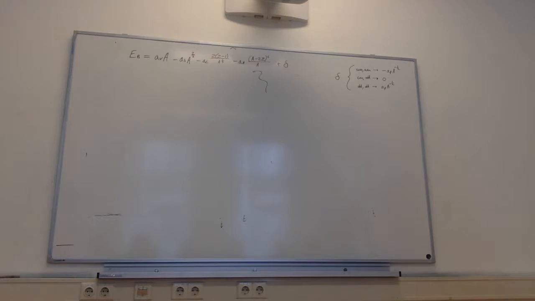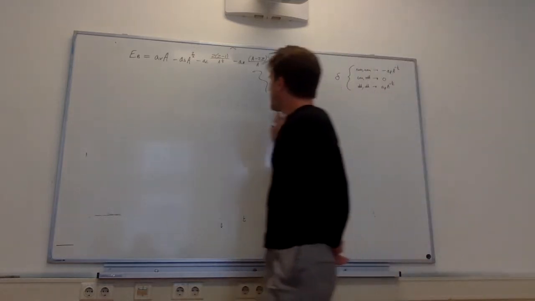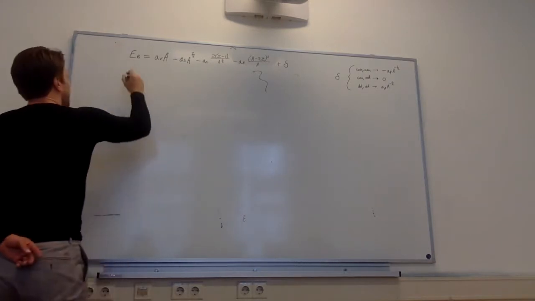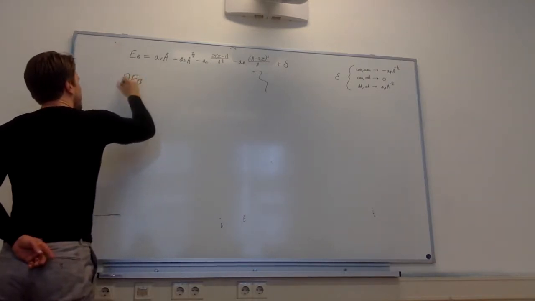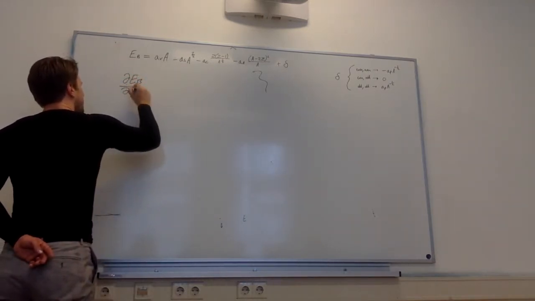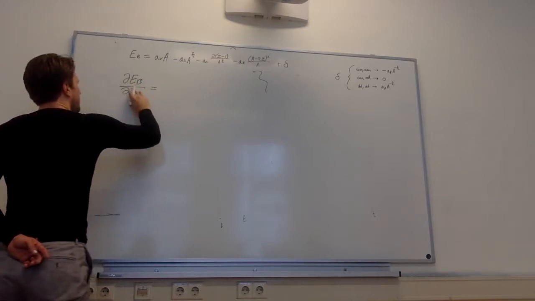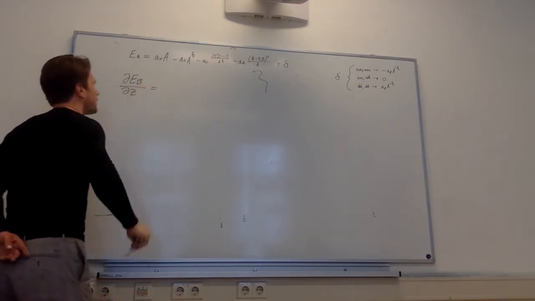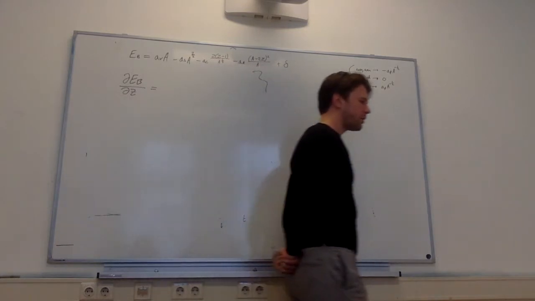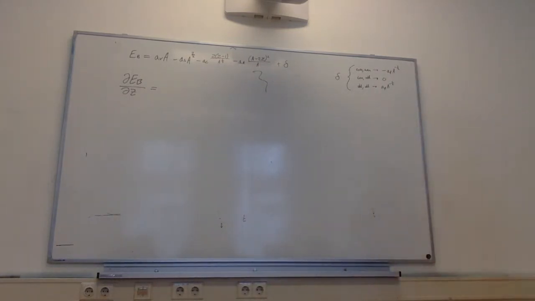So what I did was the following, and it will lead into the exercises. I said, you know what? Let me just take the derivative with respect to Z. Let's take the derivative of the semi-empirical mass formula with respect to Z and set it to 0.